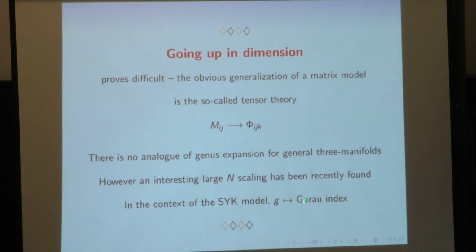From the tensor theory point of view, this is the so-called Gurau index, and it is some kind of souped-up version of a genus of a Riemann surface. But as far as I know, there is no intrinsic definition of that from three-dimensional topology.